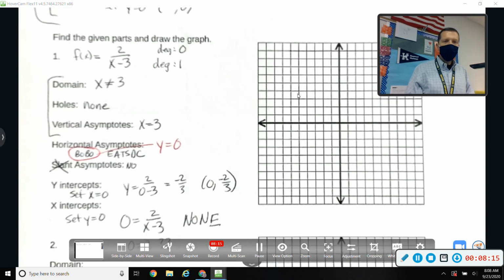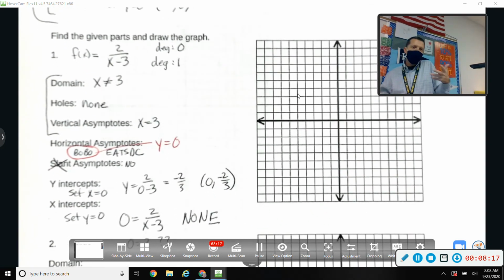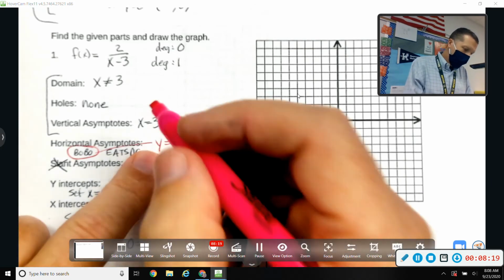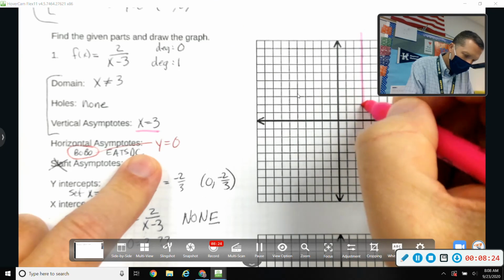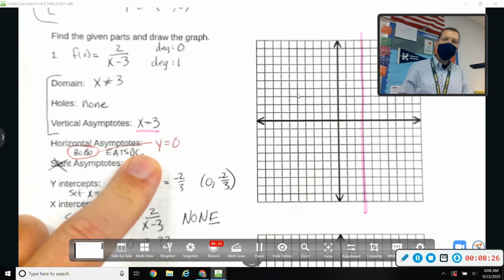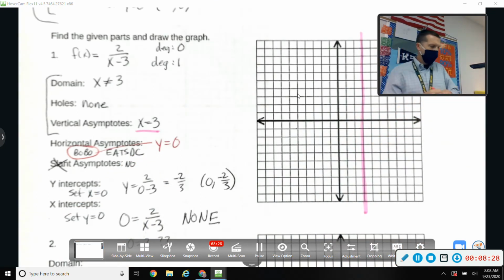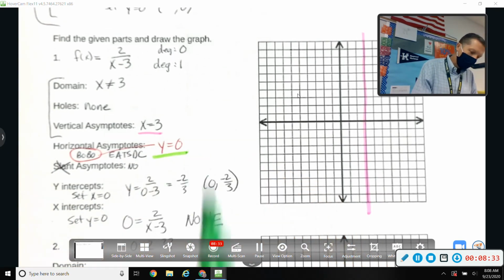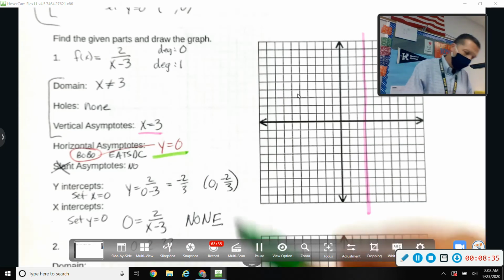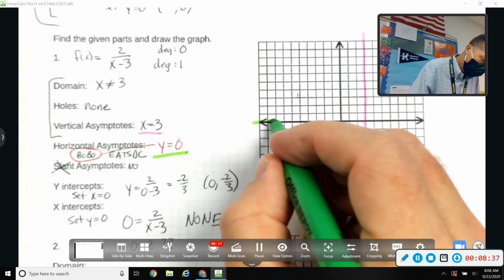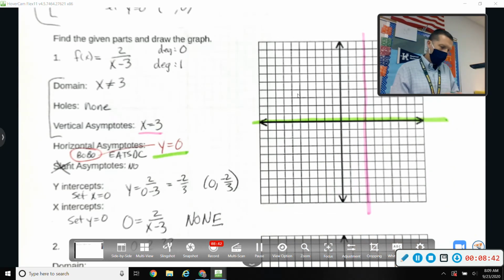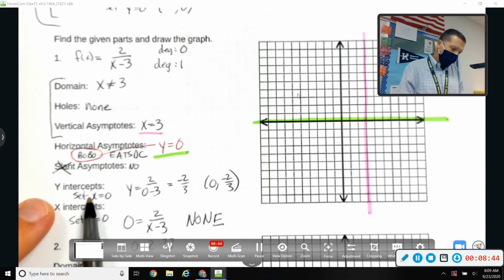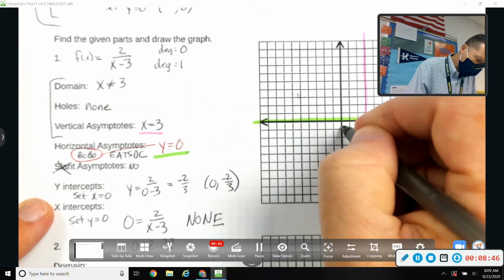All right, let's put all of that information on the graph and see if we learn anything. Vertical asymptote at x equals 3. I like using highlighters, but you don't have to. Horizontal asymptote at y equals 0. Y-intercept at 0, comma, negative 2/3.